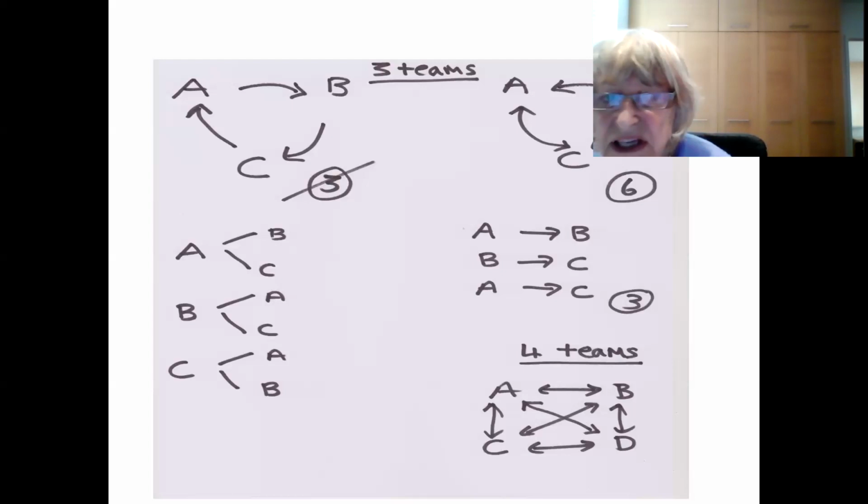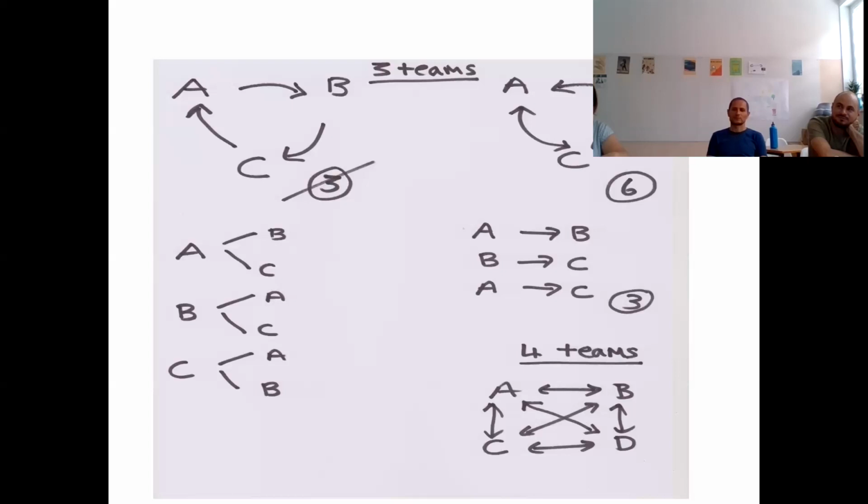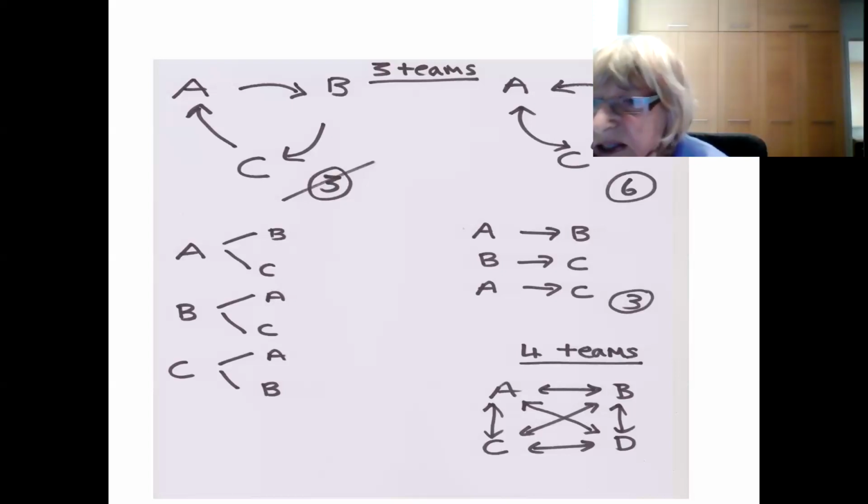I think we decided that there were 6 games, 6 matches when there were 3 teams. How many matches were there when there were 4 teams? 12. 12, okay. Hold on to that because we're going to be using that in a minute. Alex, next page, please.